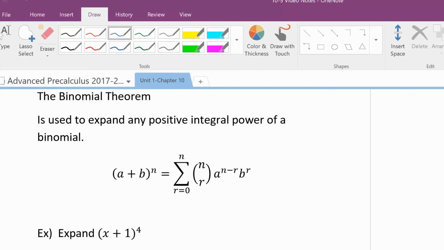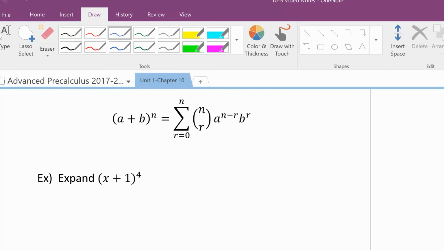So the binomial theorem is used to expand any positive integer power of a binomial. So for example, x plus 1 to the 4th power. Now understand something first: n, as I said, is the power of the binomial, and r plus 1 is equal to the term. So that's why you start with 0 for r, because the first term you'd put 0 in for r.